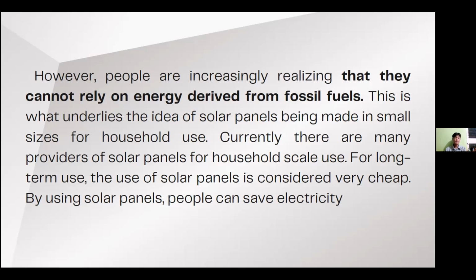Certainly, there are many providers of solar panels for household scale use. For long-term use, the use of solar panels is considered very cheap. By using solar panels, people can save electricity.